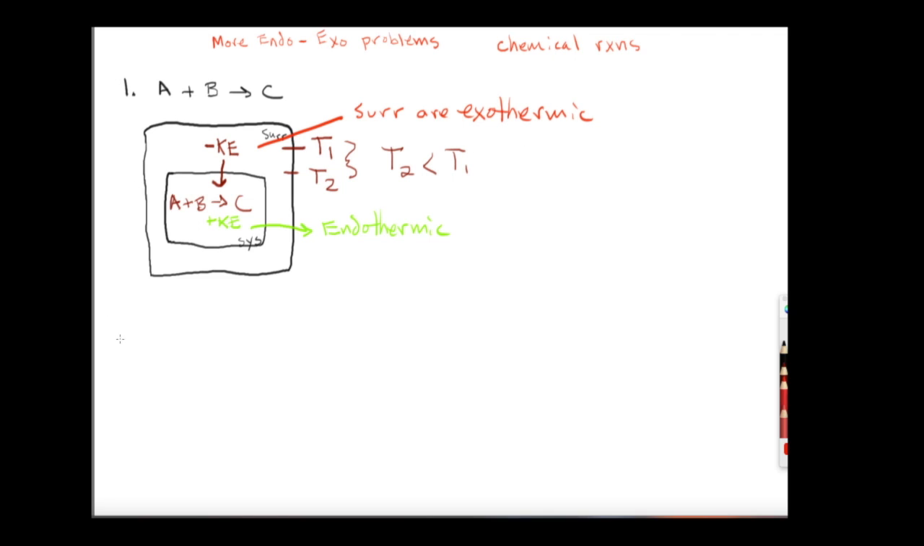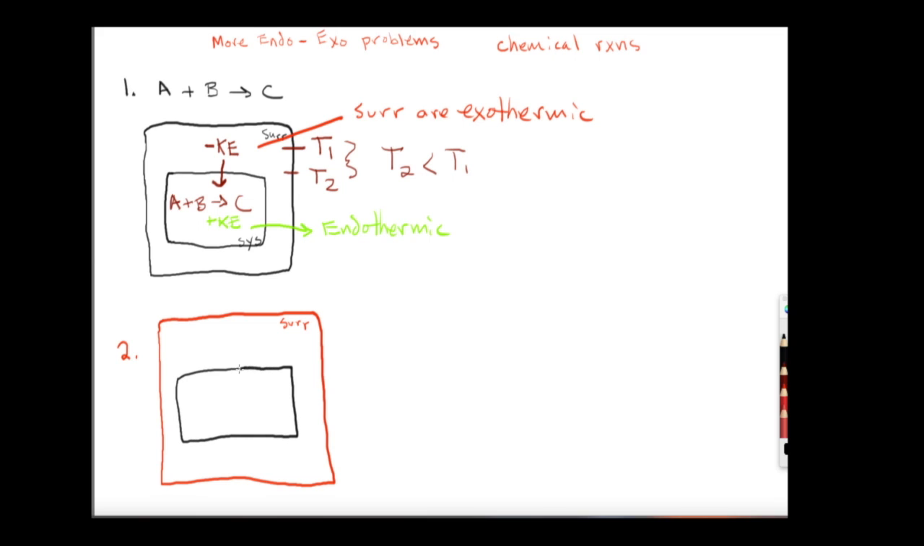All right, let's move on to question number 2. What do they say here? Wood burns to release heat, light, and sound. I'm going to read that again. Wood burns to release heat, light, and sound. So again, what I'm going to do is draw a picture of this. We're going to have two boxes. One is the surroundings, and then the one on the inside here is going to be our system.